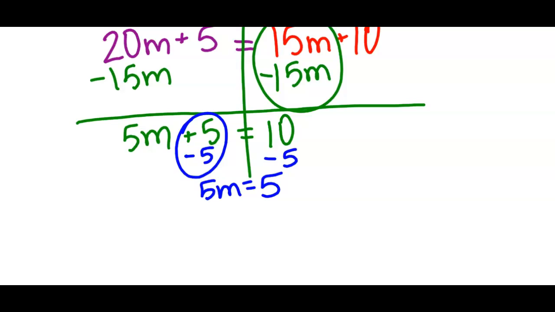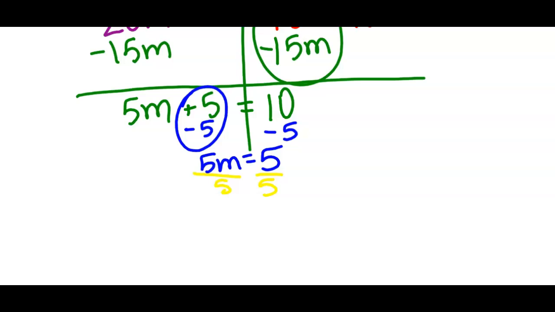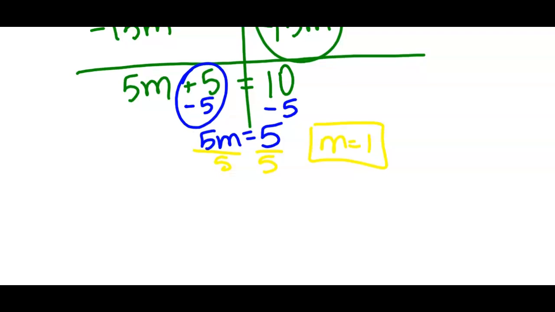How do I get my m by itself? Hoping you said divide by 5 on both sides. And therefore, m is going to be equal to 1 because these are going to cancel and these are going to cancel, and you're good. Check that answer, make sure it's right, and God bless.